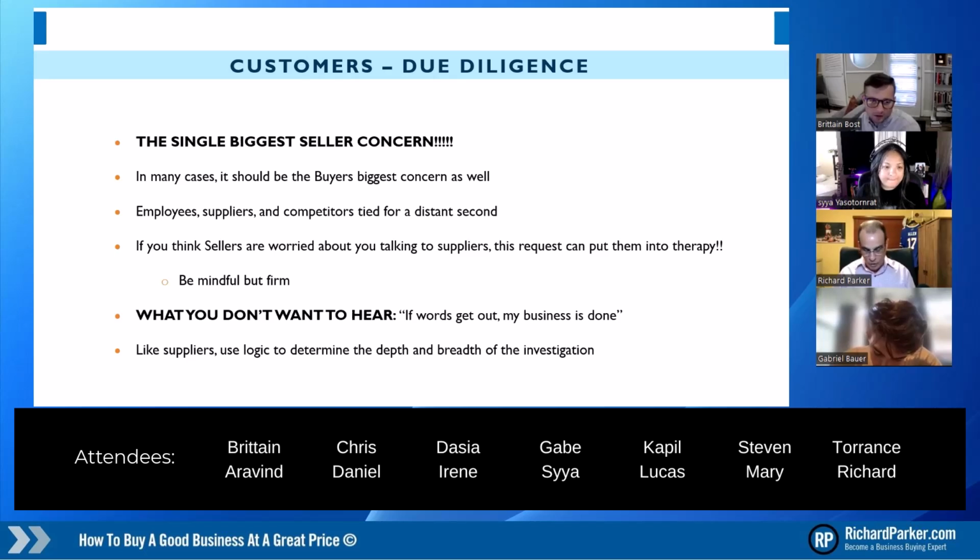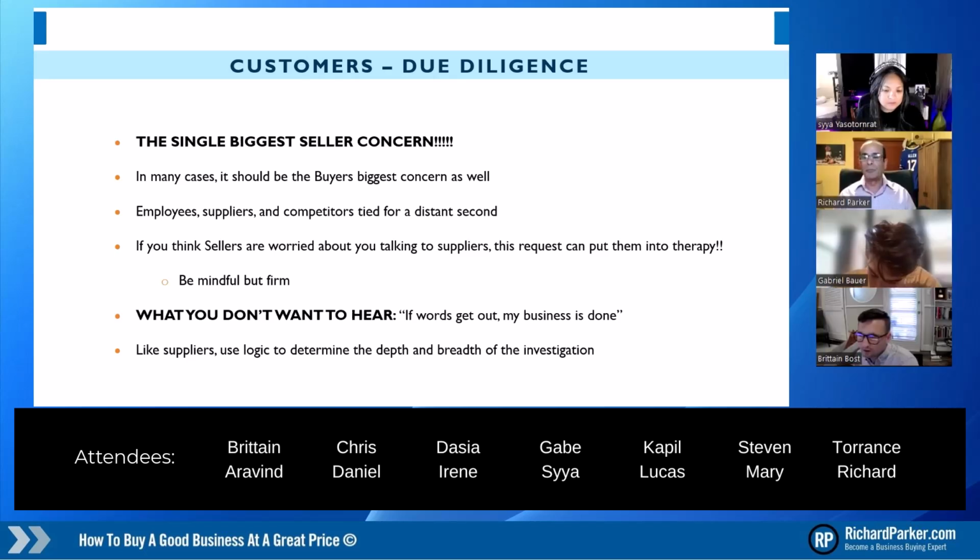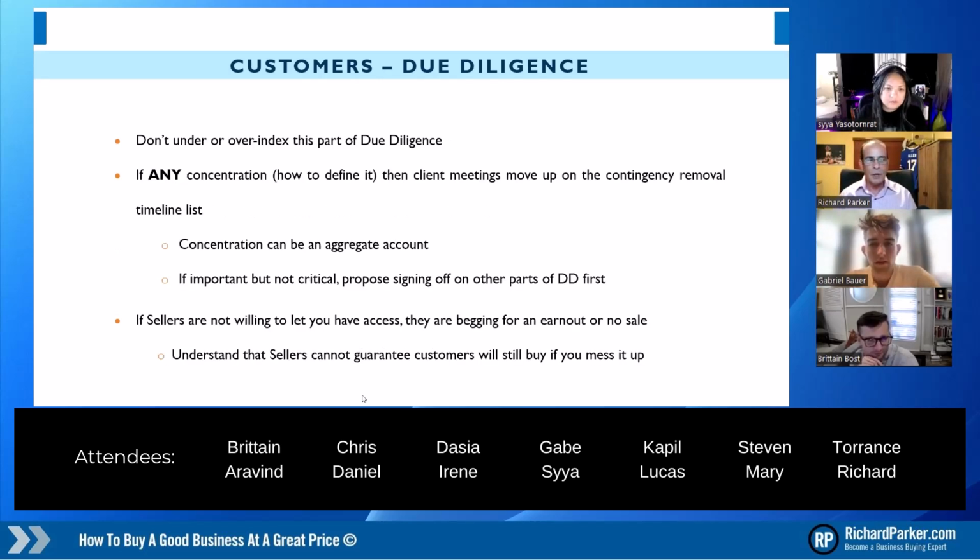Like suppliers, use logic to determine the depth and breadth of your investigation. It's usually never in the middle. It's usually either critical or minimalized. You don't want to over or under index this part of due diligence, as I just referred to. Make sure you look at this logically as to what level of detail you need to go into in the analysis of the due diligence.